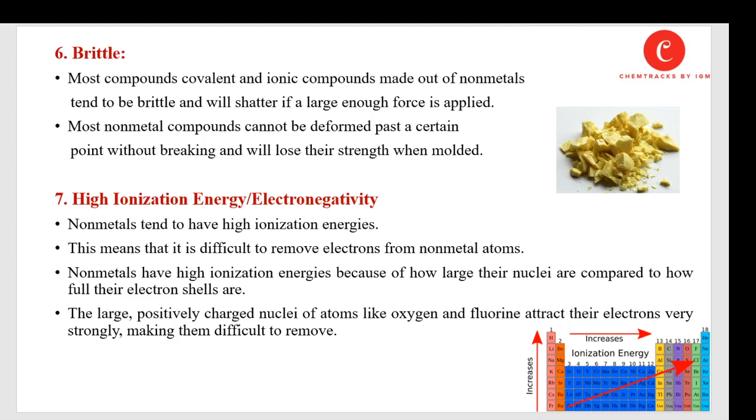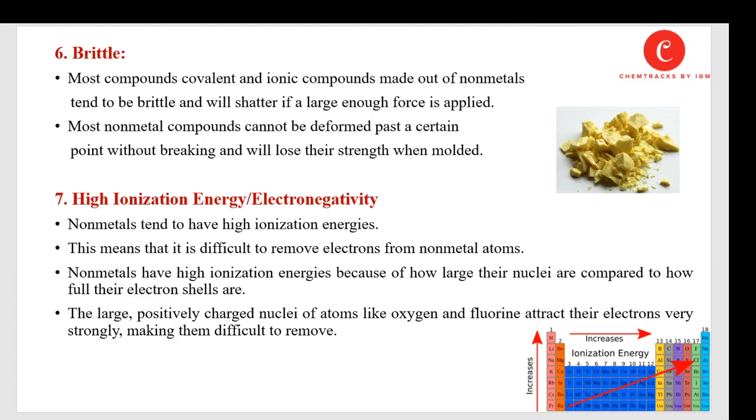So it is very easy to break the non-metals, and the reason is that non-metals don't have very strong attraction forces between the particles, so it is easy to break them when we are applying a specific force on the non-metal. Non-metals have high ionization energies or electronegativities.